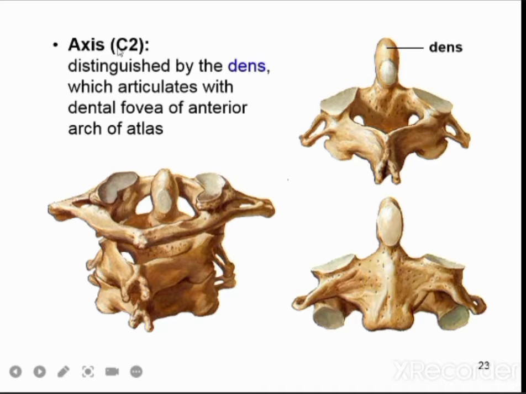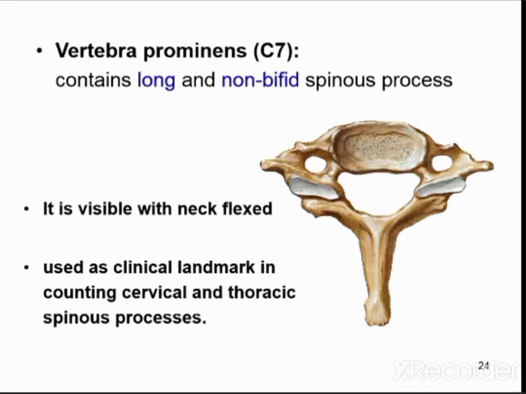This is the second cervical vertebra, C2. There is a dens. We can see this is the C1. This is the dens of the C2. This anterior arch articulates with this dens of the C2. Is that clear?